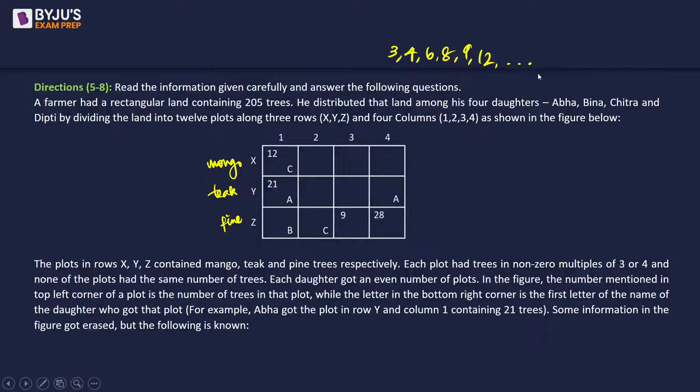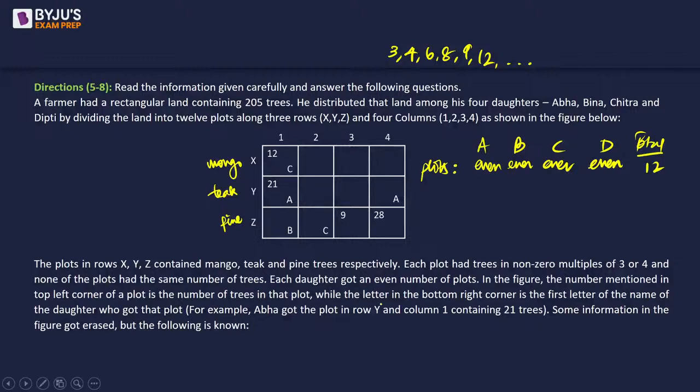Each daughter got an even number of plots. So we have 4 people, A, B, C, and D, and each one got an even number of plots. And the total plots we have is 12.